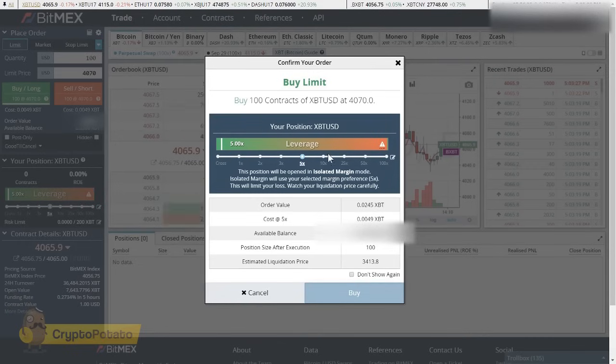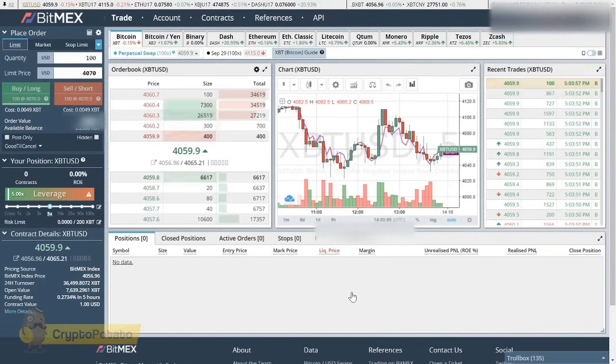You see the screen. In this screen, we need to confirm the position. Notice we can see when BitMEX is estimated to liquidate the position. So if Bitcoin drops around 3,400, something like this, then we will completely lose our $100, and BitMEX will close the position. So let's buy and confirm the position.